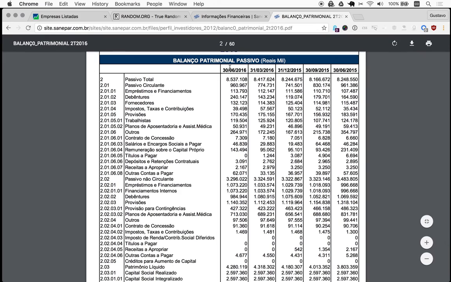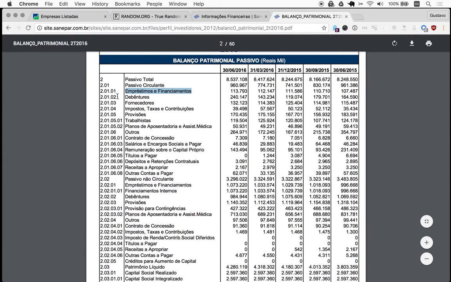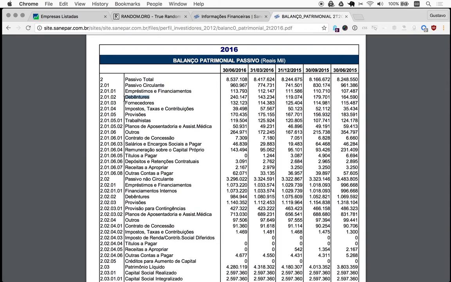So usually you'll see different years here, okay, or different trimesters, which works, right? Let's just take a look at the last available information here, which is like half of 2016. So usually in 2.01.01, you have their loans, right? And in 2.01.02, you have debentures, which is bonds or the like they have issued, right?